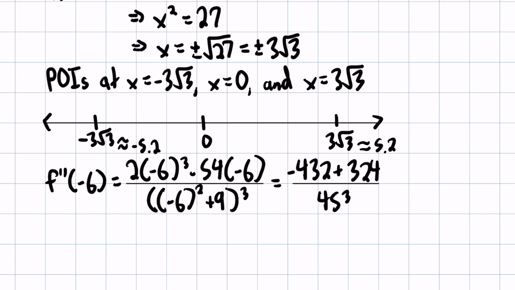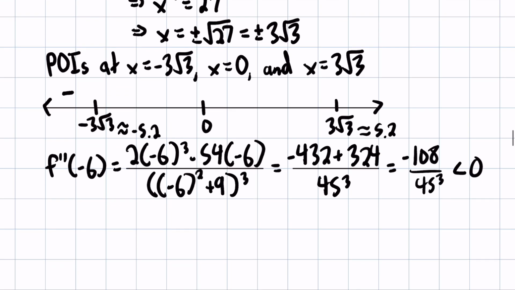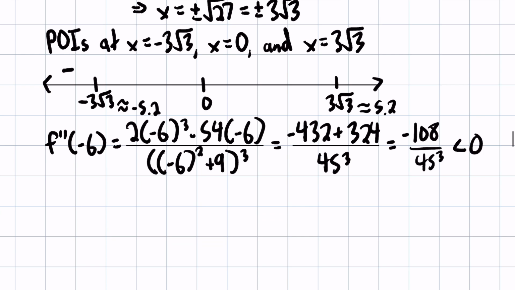So clearly we're going to get a negative number here, right? Because 432 is bigger than 324. It comes out to negative 108 over 45 cubed. So this is going to be negative, which means everything from negative infinity to negative 3 root 3, f double prime is negative.